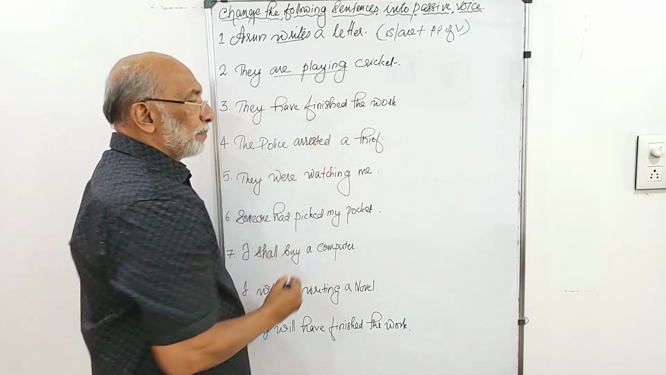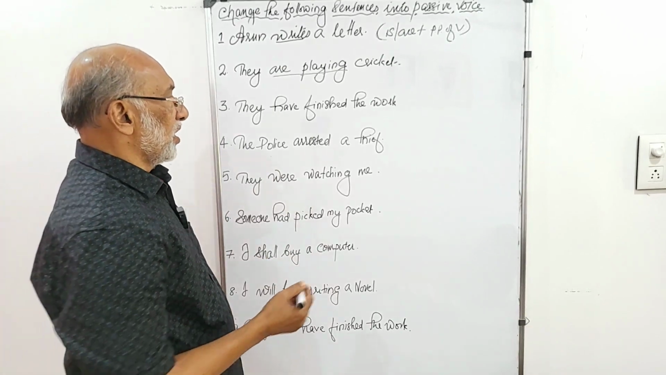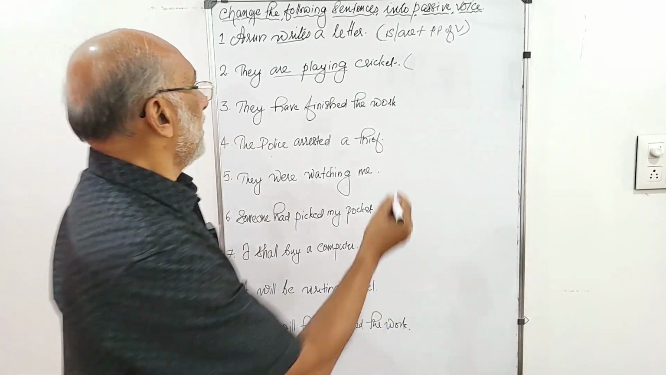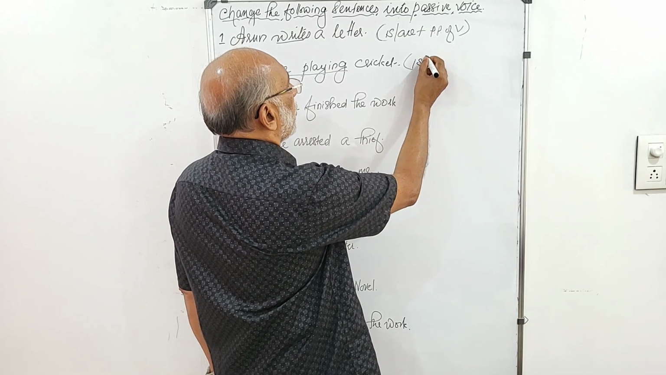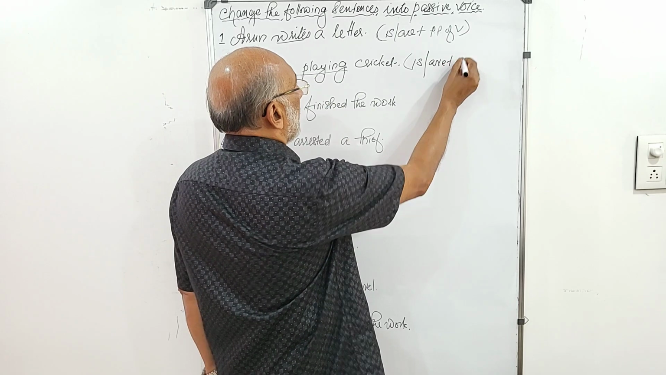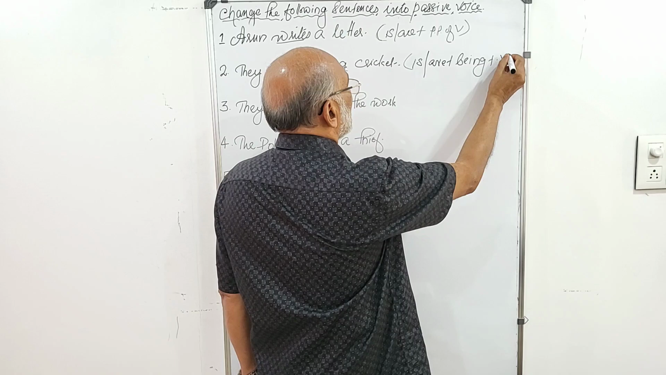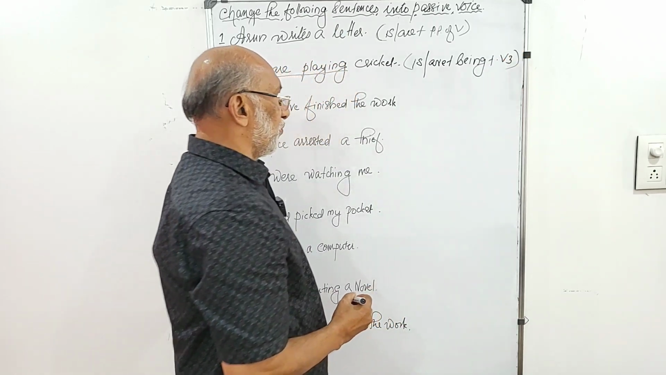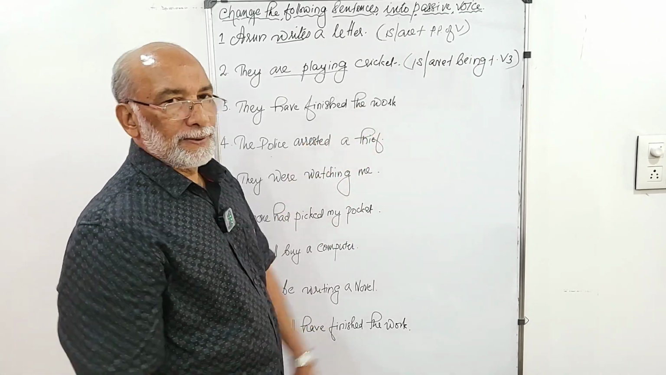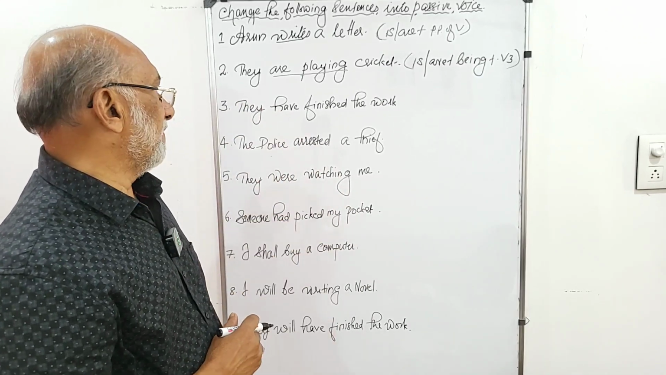Here, are playing is the verb and that is in present continuous tense. Here, the form of the verb in the passive will be is or are plus being plus V3. Let us put it V3, verb 3, that is past participle of verb. Using this structure pattern, you can change it into passive.